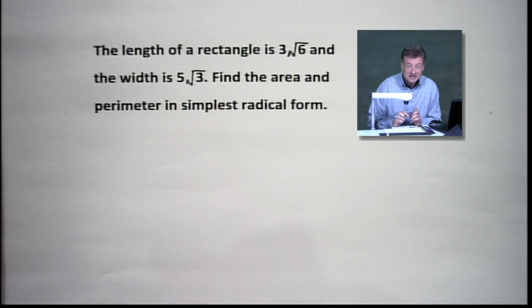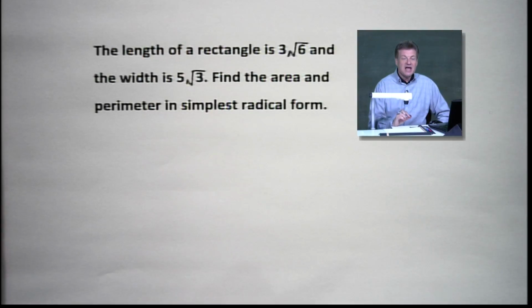Guess what? They aren't the same root, are they? One's a root of 6 and one is a root of 3. That's going to make some interesting happenings here. It says find the area and find the perimeter in simplest radical form. Let's go for the area first, folks, all right?